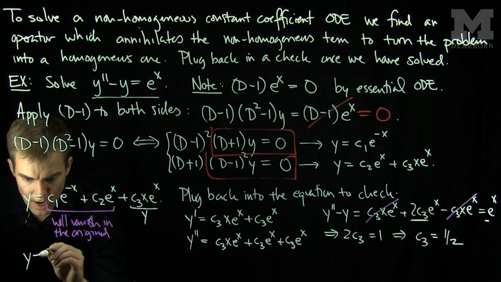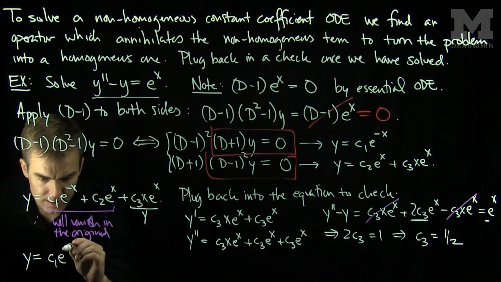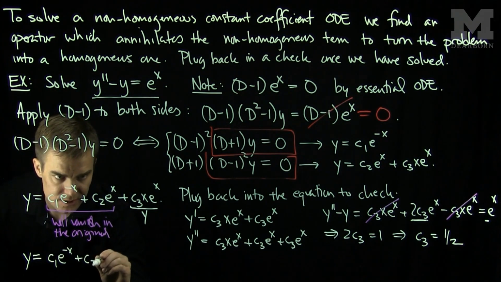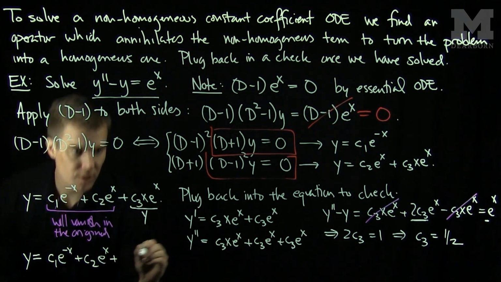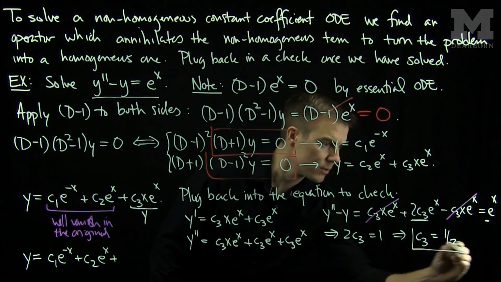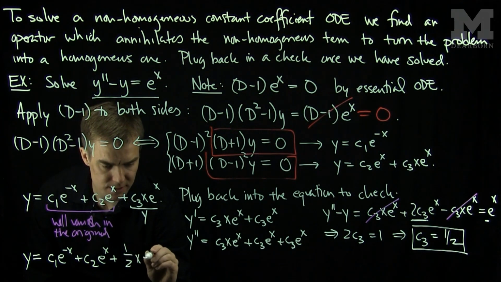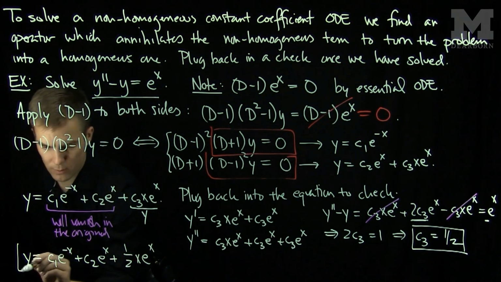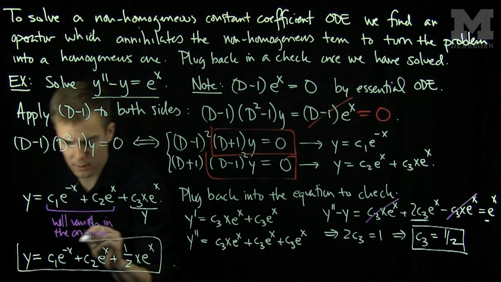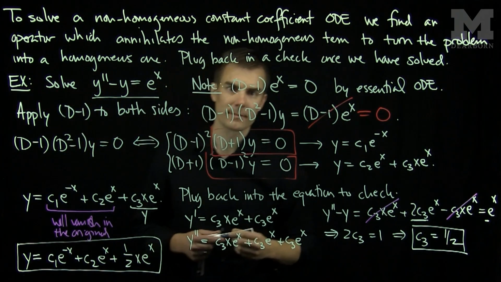Our solution is y equals c1 e to the negative x plus c2 e to the x plus c3, which we found to be 1/2, x e to the x, and we arrive at our solution.